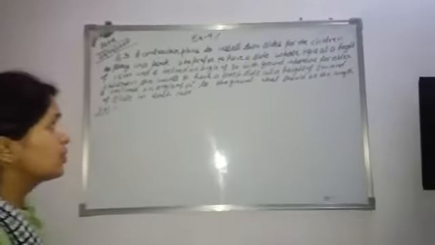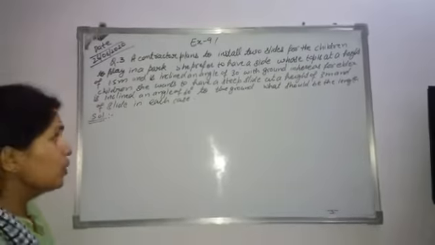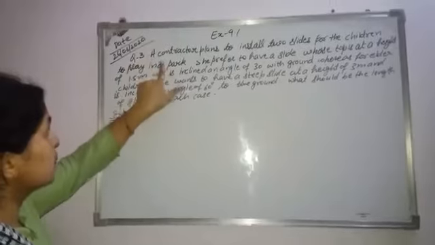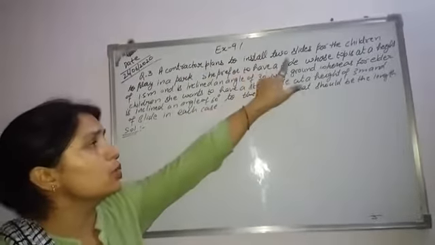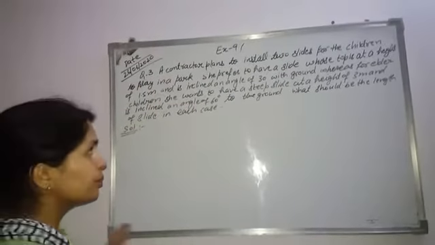Yesterday we discussed exercise 9.1 and questions number first and second. Now today we shall start from question number third. What is the statement? A contractor plans to install 2 slides for the children to play in a park.